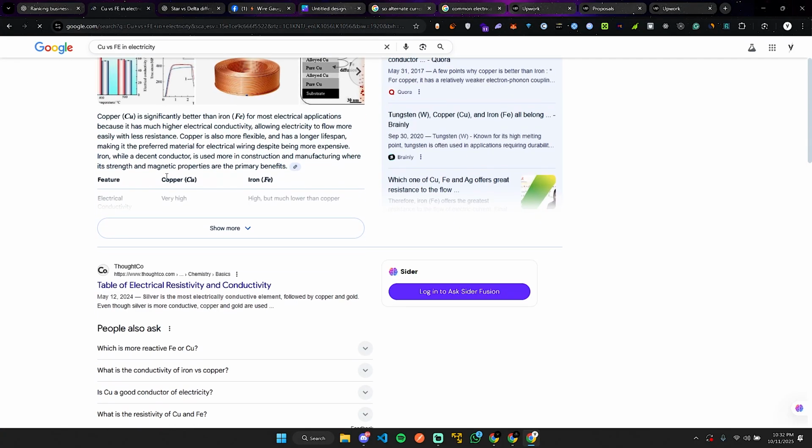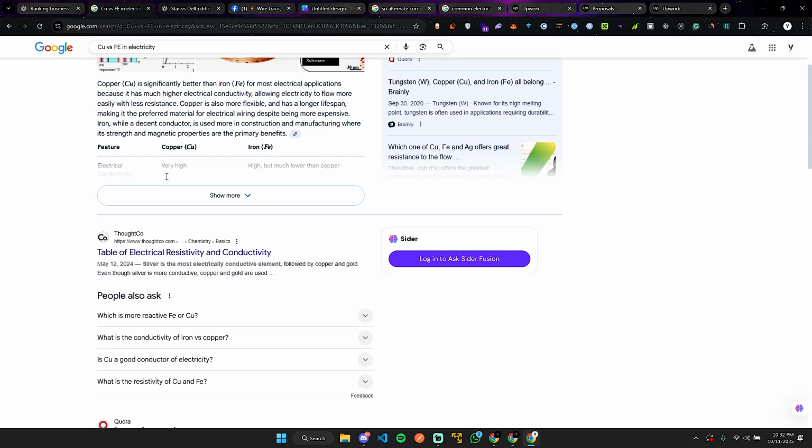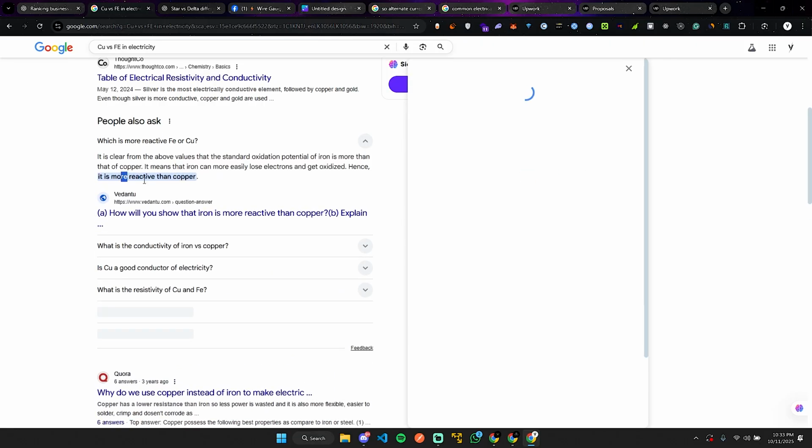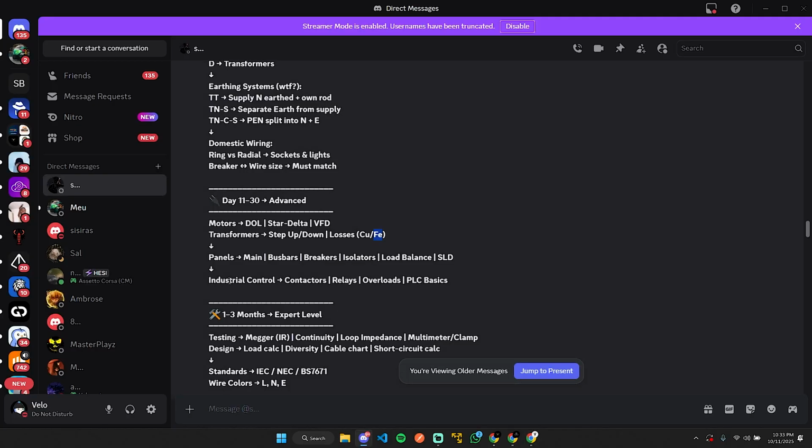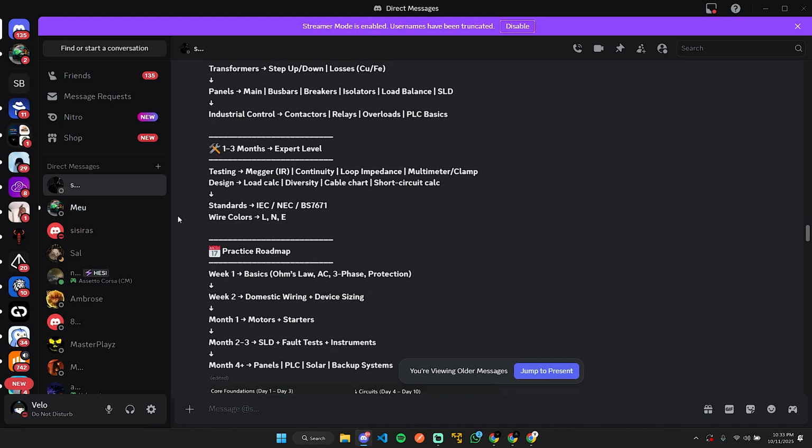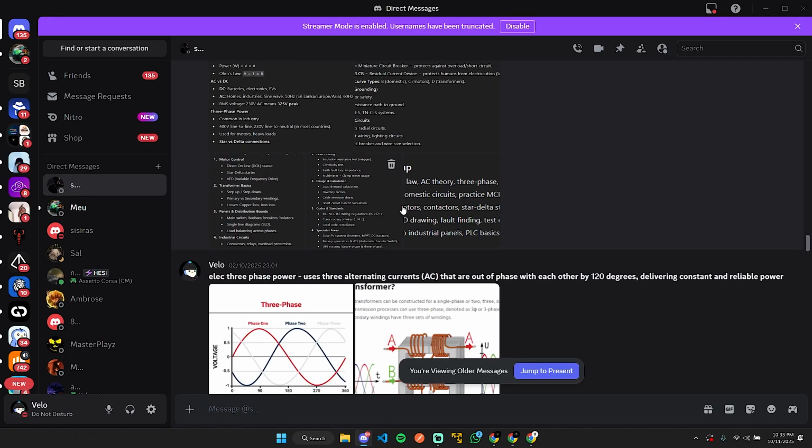And I see you again. Copper is significantly better than iron. But that's not what I'm asking. It's more reactive than copper. Interesting. But I got the different definition down there, so. Ohm's law, domestic wiring, device sizing, that's right. Alright, well.